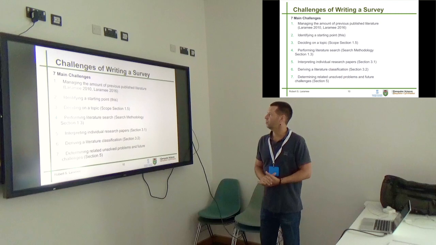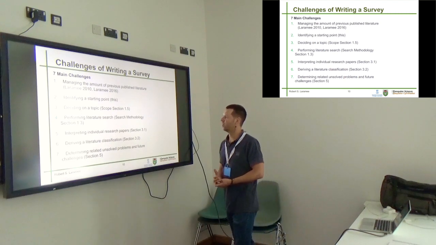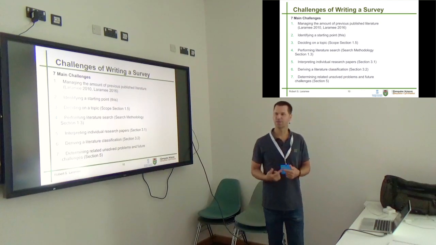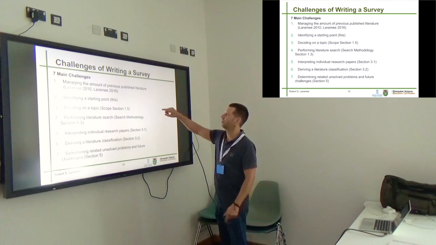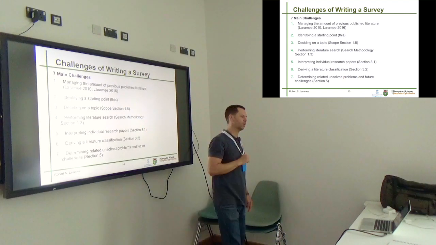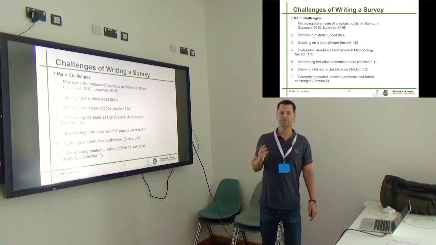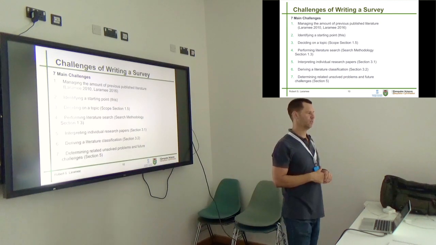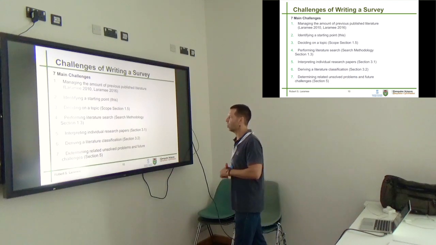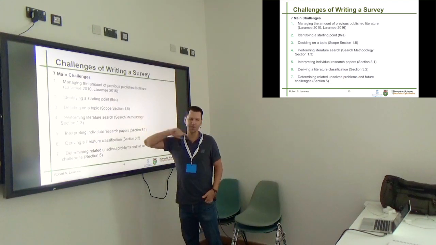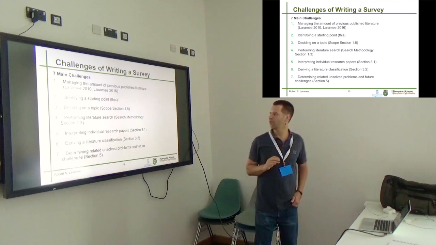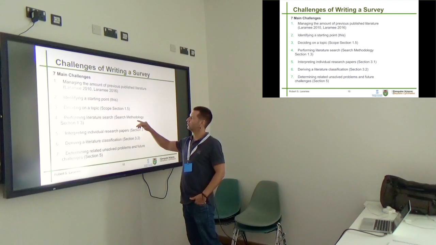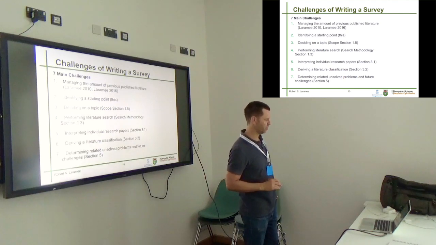Okay, here are 7 big challenges of writing a survey. Managing the amount of previously published literature. So step 1 of the PBSK goes into more detail just on this special topic. Identifying a starting point, where do I start, is a major challenge, right? And that's what this talk itself addresses in some ways. Deciding on a topic. That's related to scope, and that's described a lot in section 1.5. Performing a literature search itself is a big challenge. That's addressed in the search methodology section in 1.3.